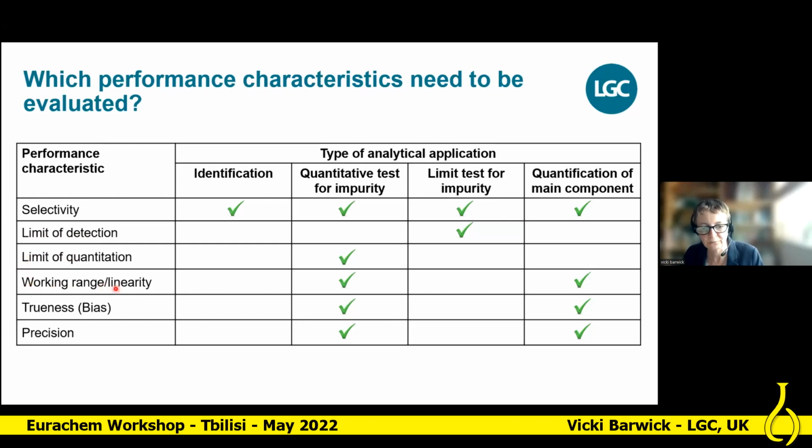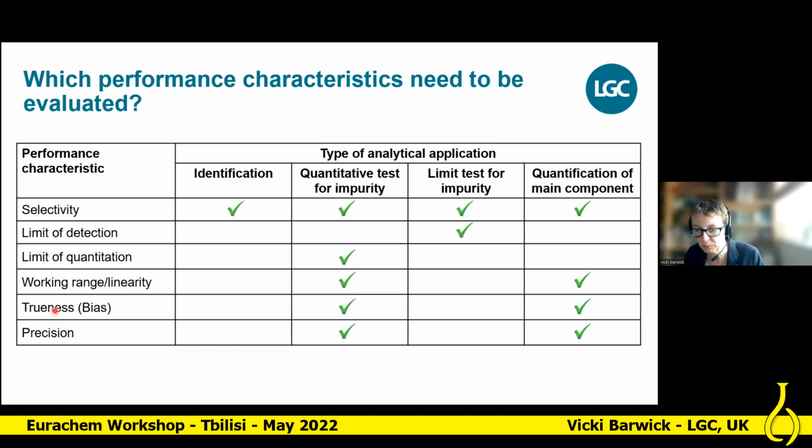We often need to know the range of application of our method. So perhaps over what concentration ranges the method will actually give results that are fit for purpose. And also perhaps something about the relationship between the response of our method and the amount of substance that might be there. So have we got a linear relationship, for example?